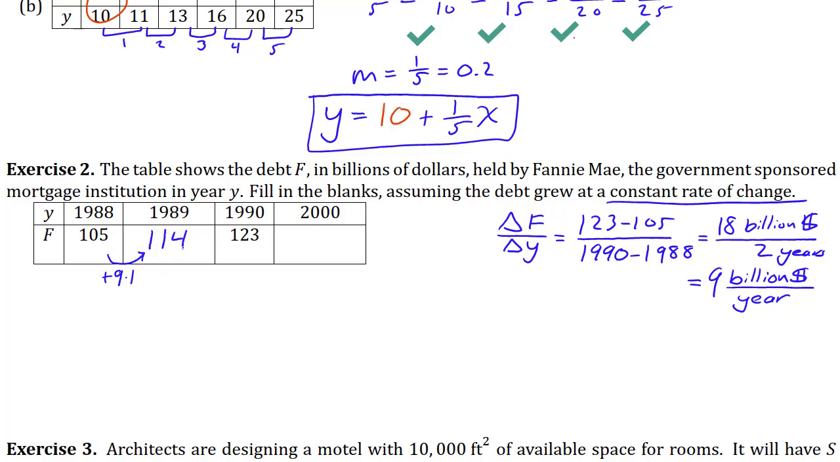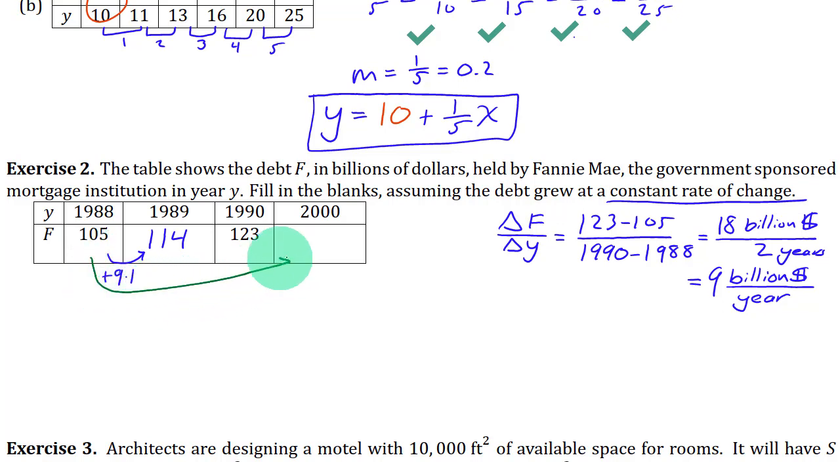And what about here? What is it going to be in 2000? Well, let's actually just start here and go up. How many years are going by? From 1990 to 2000, that's 10 years. And if it's going up by $9 billion per year, this could be plus 9 times 10, which would be plus 90. So 123 plus 90 would be $213 billion. Okay, so that's one way to do it.